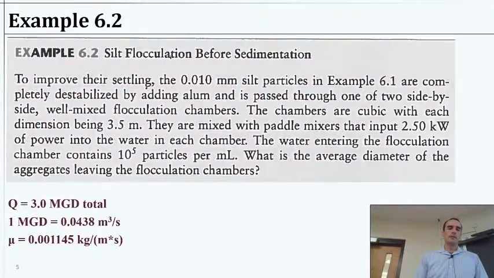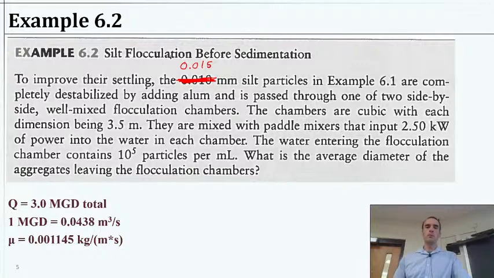Okay, so let's practice that. What I'm going to do is I'm going to take this problem. I'm going to revise it just a bit for you to work on it. What I'm going to do is give you a new diameter here, and say, let's start with 0.015 millimeter silt particles. These are very similar to the ones we did in the sedimentation problem the other day.